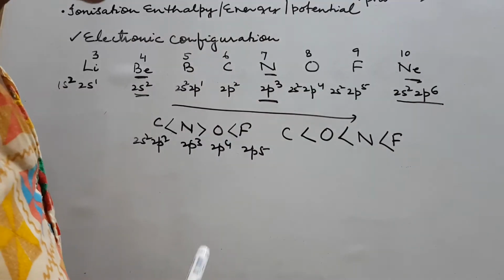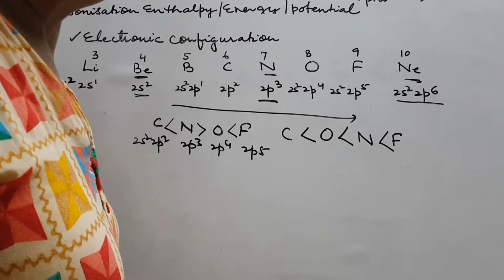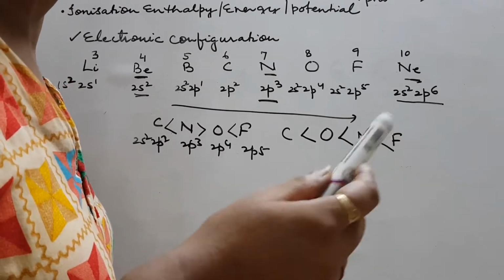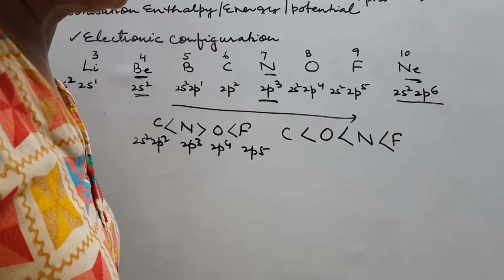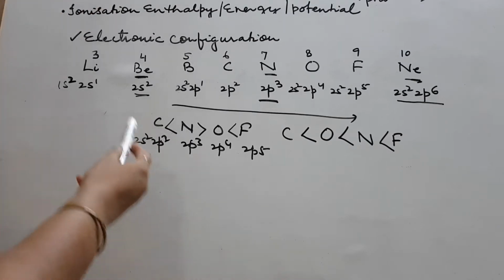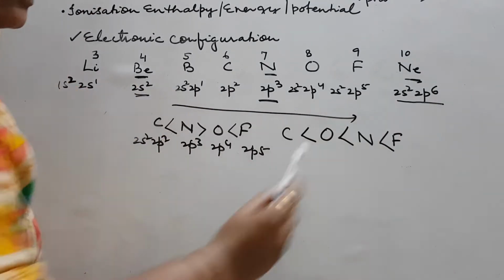Now remember, and you know very well, the logic says it will be difficult to pull out an electron from those atoms which have a stable configuration, that is either half filled or fully filled. So let us see the case of period 2. We are moving left to right, children.